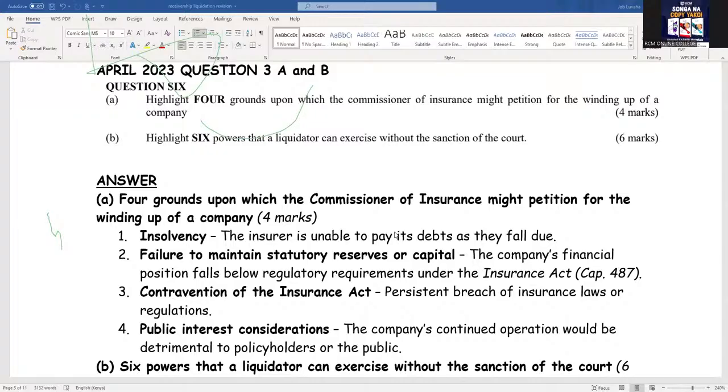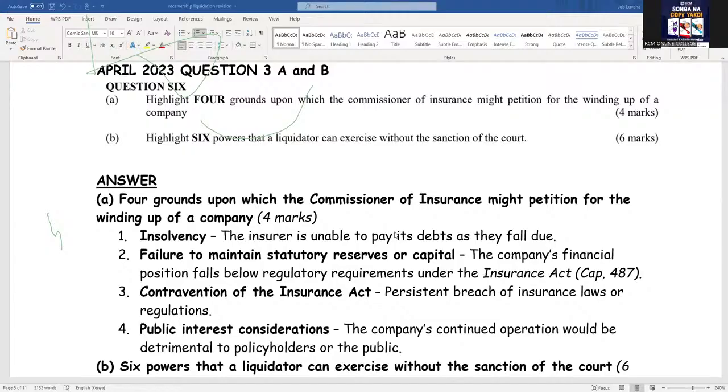So failure to maintain statutory reserves, or capital. So there is a minimum reserve of capital you're supposed to maintain as an insurance company. So the regulator basically has to check each and every time whether you have this reserve, just as an indication that you are financially stable as an insurance company to service your liability anytime they might fall due. You can service because you have adequate reserves or capital that you have.